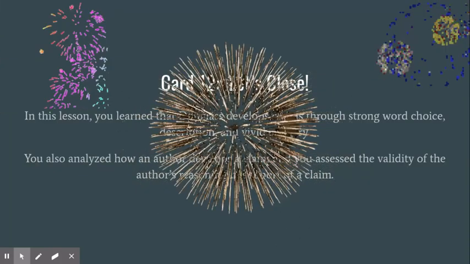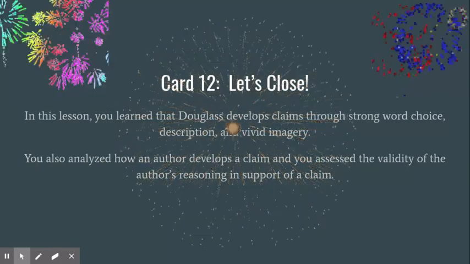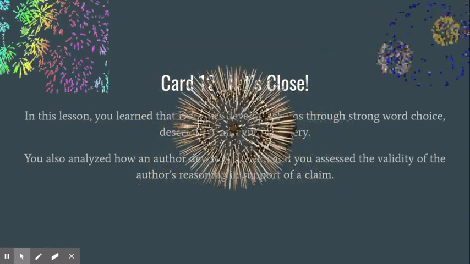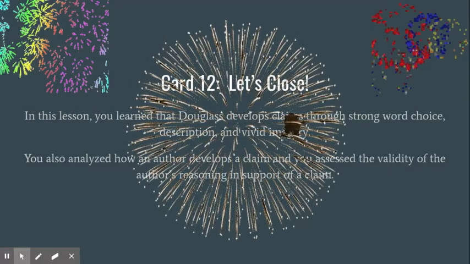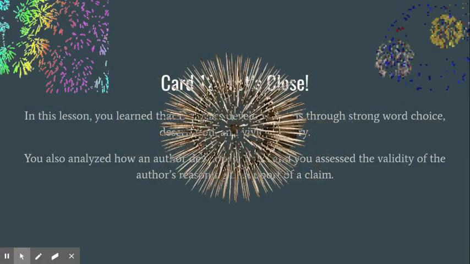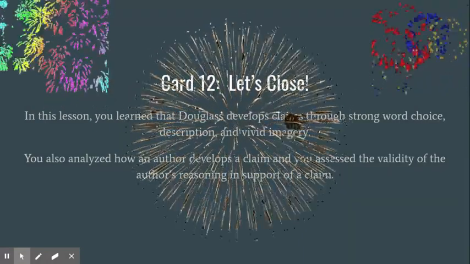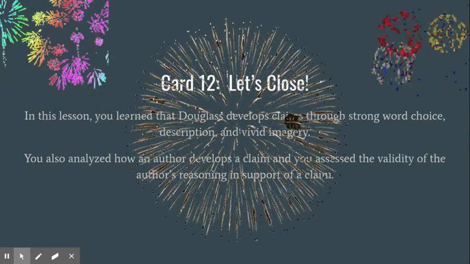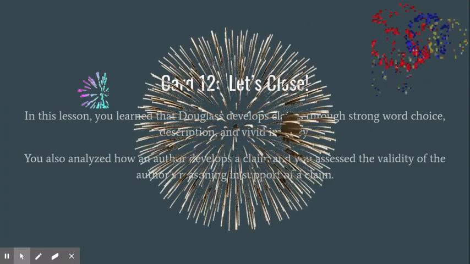Congratulations! We have now completed Lesson 5. In this lesson, you learned that Douglass develops claims through strong word choice, description, and vivid imagery. You also analyzed how an author develops a claim, and you assessed the validity of the author's reasoning in support of that claim.